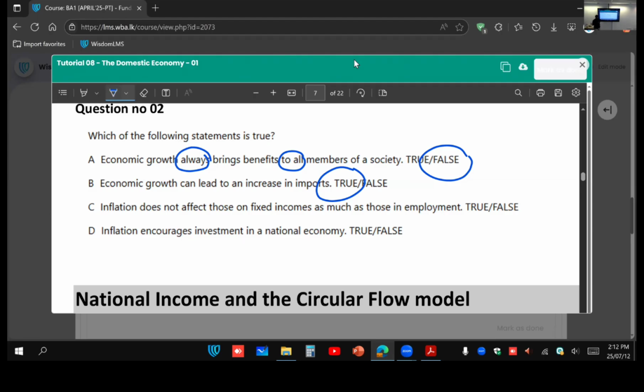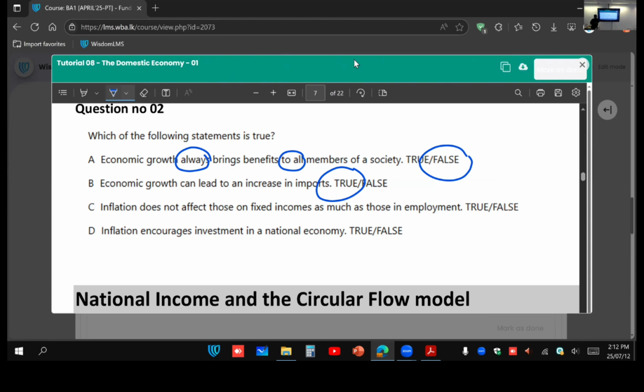Inflation, national economy, and inflation. Yes. Those who say true, those who say false? What does it say? Yes, they have given false. Why does it happen? When the inflation levels increase, does inflation encourage investment in a national economy?